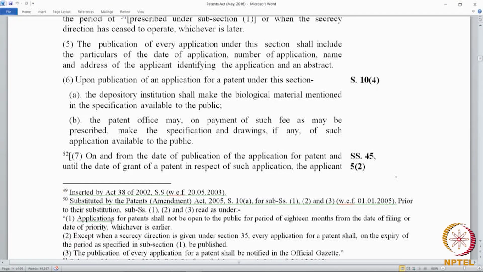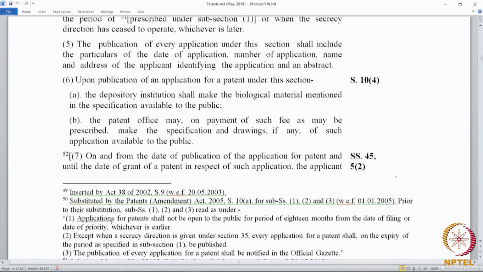So, as we mentioned, the patent application goes through two publications. The first publication is the publication of the application as filed, which happens under 11A5, and the second publication is the publication of the grant, which happens under section 43(2).